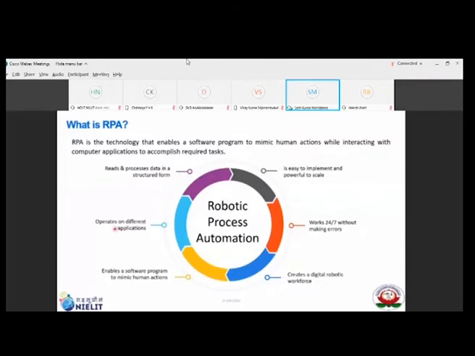It also operates on different applications. So we can say that we can automate things which are there on our desktop. We can automate things even on the browser. And if you want to visit a website and do something, that also can be done here. It also enables software programs to mimic human actions, which is what we said.